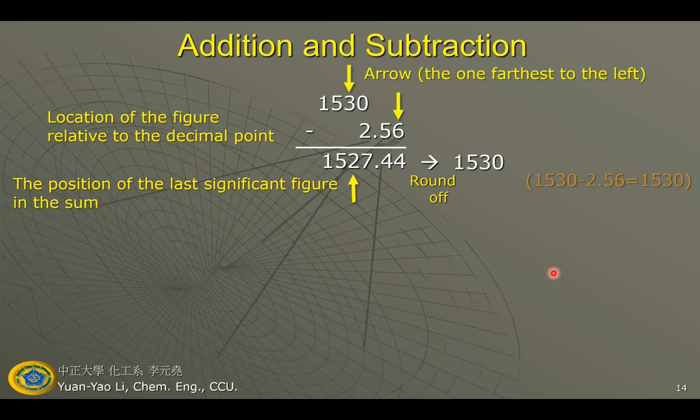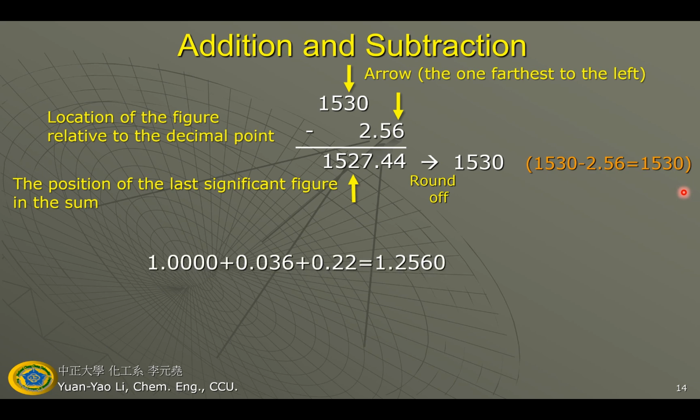So you might ask me the question, Professor, 1530 minus 2.56, why is it equal to 1530, which is the same, right? This is pure mathematics. But if you think of the precision using the physical meaning of the significant figures, then you will get this answer. 1530 minus 2.65 equals 1530.